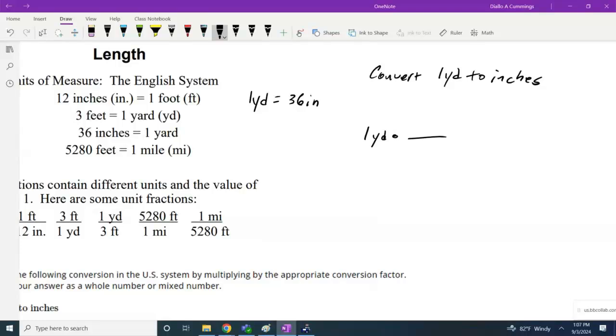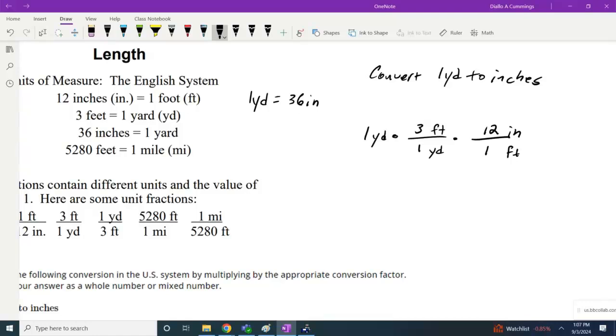So I'm going to use 2 conversions, and we're going to see this in a little bit later examples, where I can change yard to feet. All right, so when I multiply, my yards are going to cancel, and then I can change feet to inches. So if I look at my conversion, 1 yard is 3 feet. And for my second unit fraction, 1 foot is 12 inches.